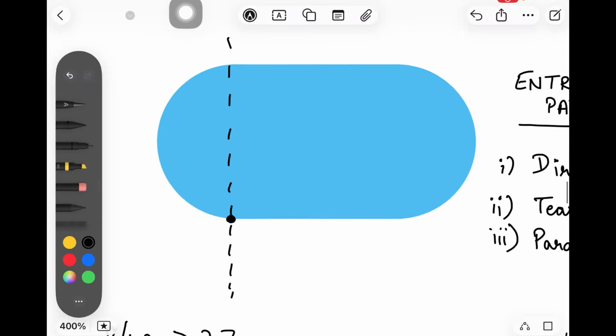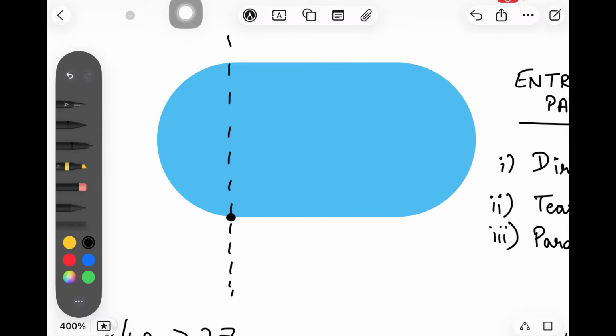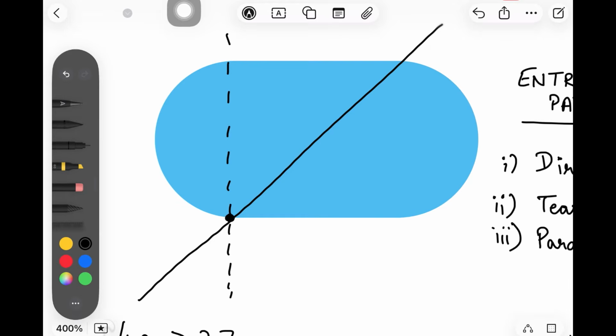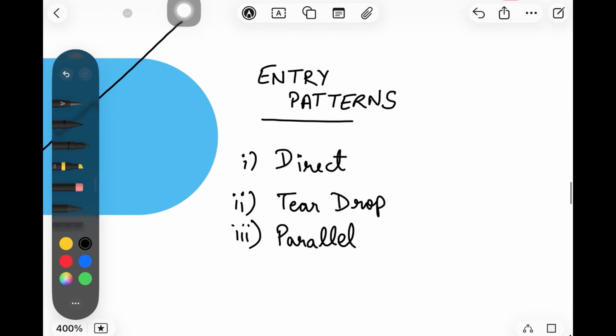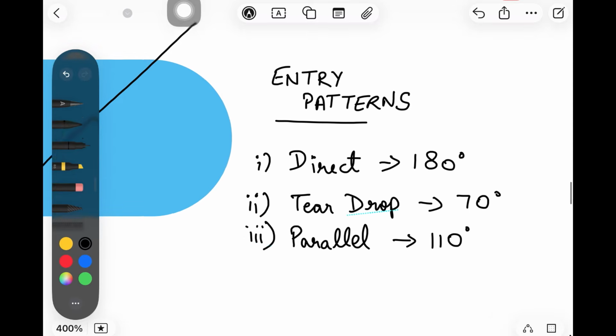Then you have to do nothing, just take this line and bend it like this. We will draw a line like this. Easy. And now we have three types of entries here. So first entries are direct entry. So just write here, what does a direct entry mean? It means a 180 degree. Teardrop means 70 degrees and a parallel entry means 110 degrees.